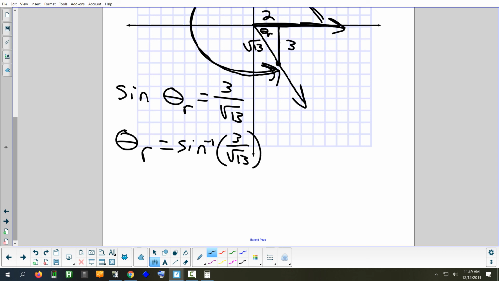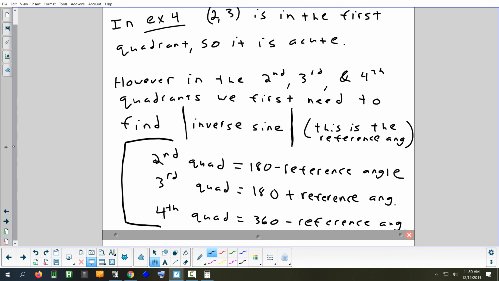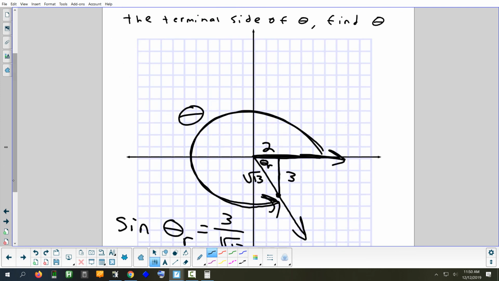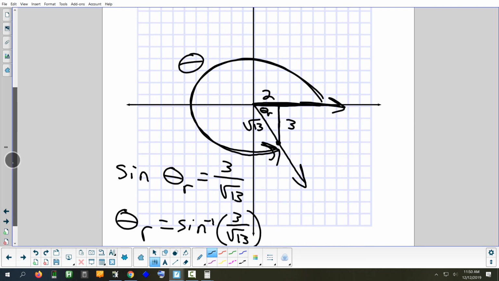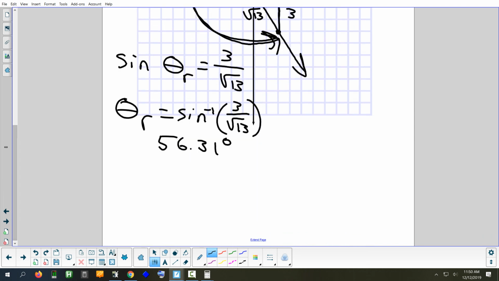Yep. And we already know what that comes out to. What does that come out to? 56.31. That's my reference angle. So I'm in quadrant 4. What should I do with 56.31? Subtract it from 360, and that's the angle that they want. 360 minus 56.31 is 303.69.